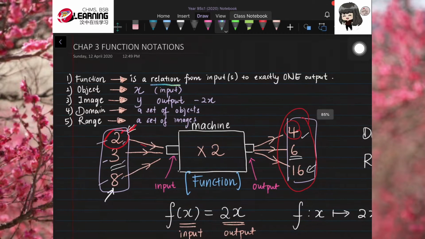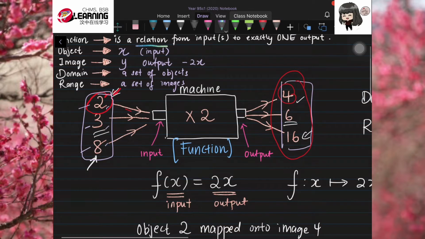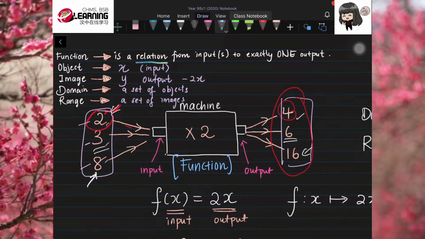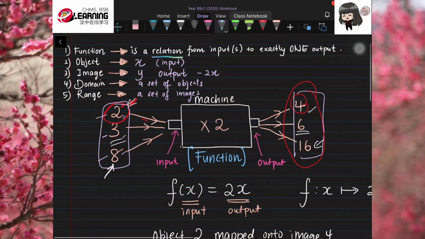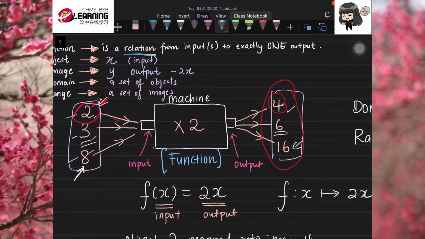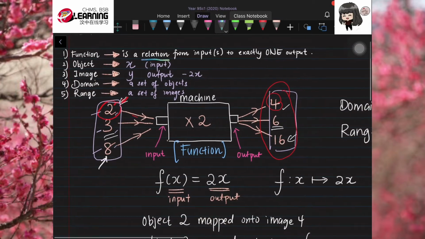A function is a relation from input to exactly one output. So we have input, we have output, and we know what is object and what is image. An object is basically one of the inputs, and the image is the output of the object that you insert into the function, just like this machine. This machine generates times 2 from the input, and it gives you a 4 as your output. So object 2 maps onto image 4, we can say that.